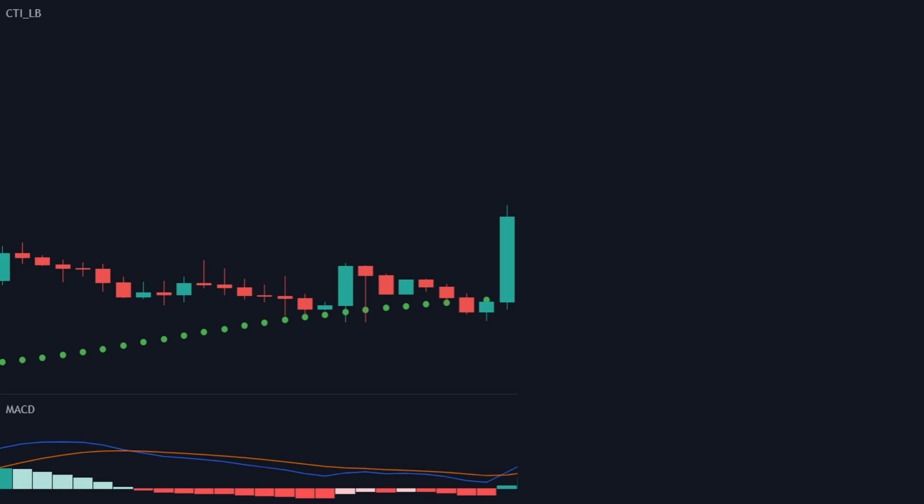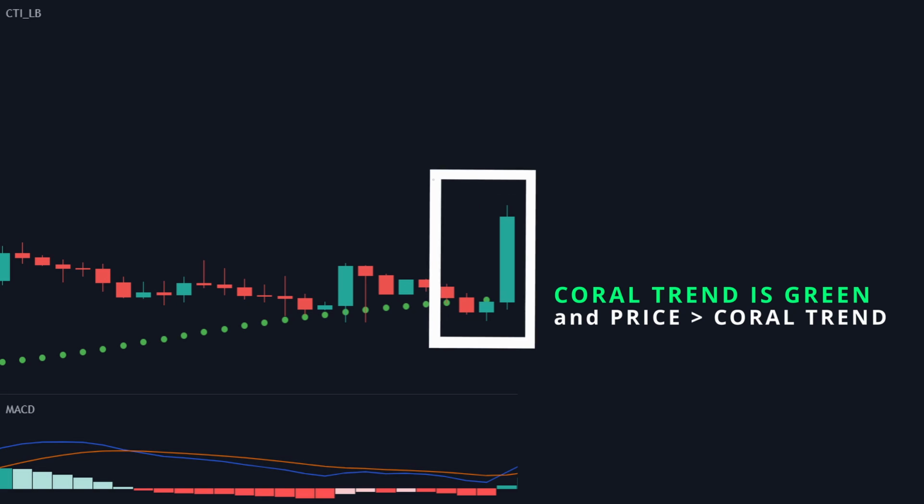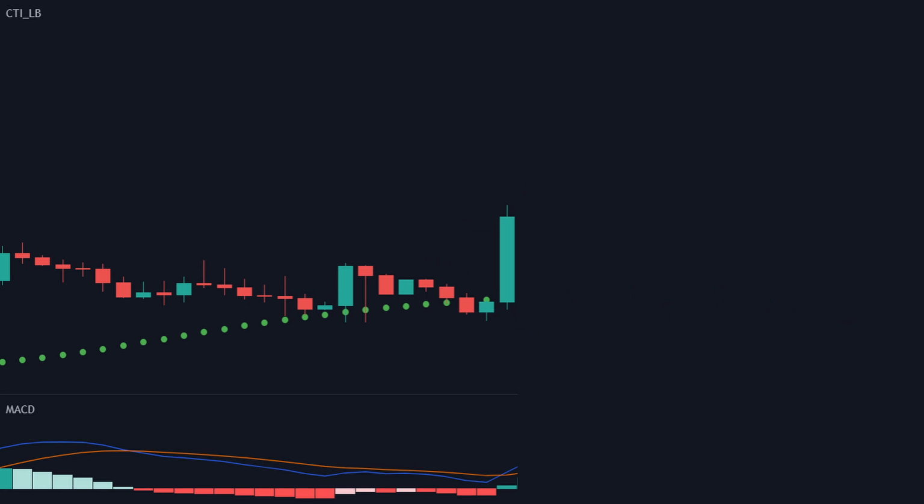I will show you the first buy trade. As we can see, the MACD lines just crossed up here. The color of Coral Trend is green. Then the price is above Coral Trend. It's time to prepare our buy trade here.